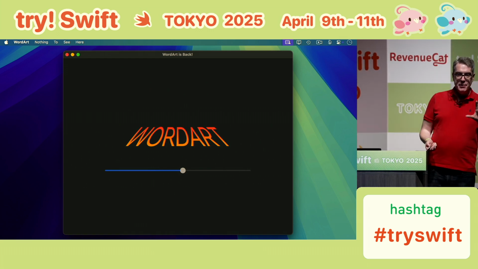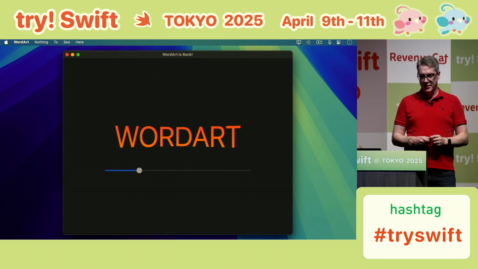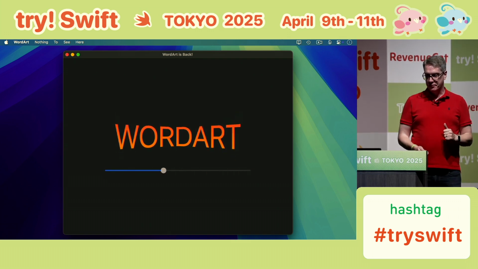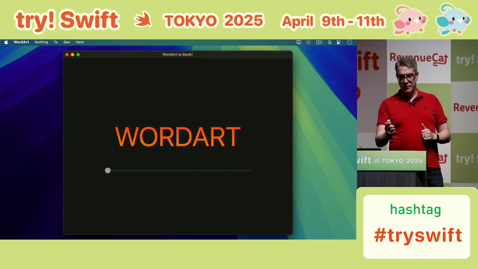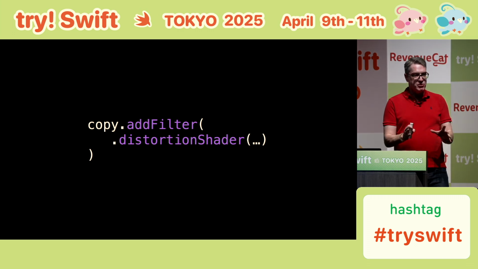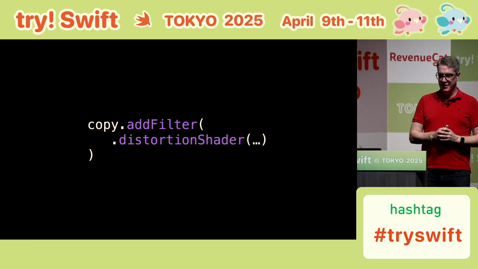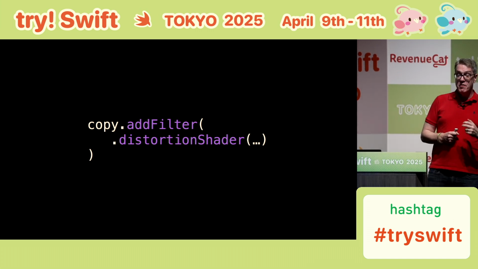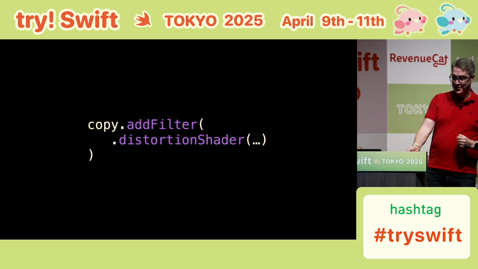And with the same kind of logic, you can do so much more. Here, if we stretch rather than squeeze, we get this effect. And these are both examples of what we call distortion shaders. They let us stretch and pull SwiftUI views freely. You have complete control over the pixels.